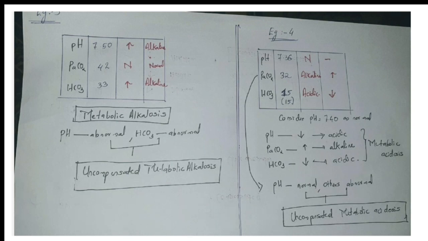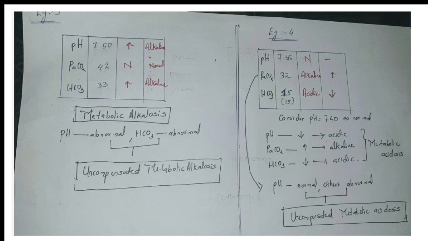We have to consider 7.40 as a normal value for pH. And if you consider 7.40 as a normal value, so 7.36 is less than 7.40. So the pH becomes acidic. PCO2 is alkaline and HCO3 is acidic. Now HCO3 gets matched with pH. So it is acidosis state, and which acidosis? It is metabolic acidosis. I hope that is clear to you.